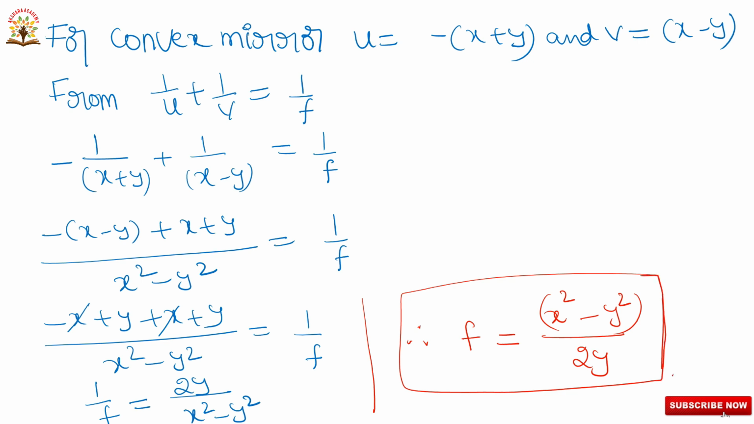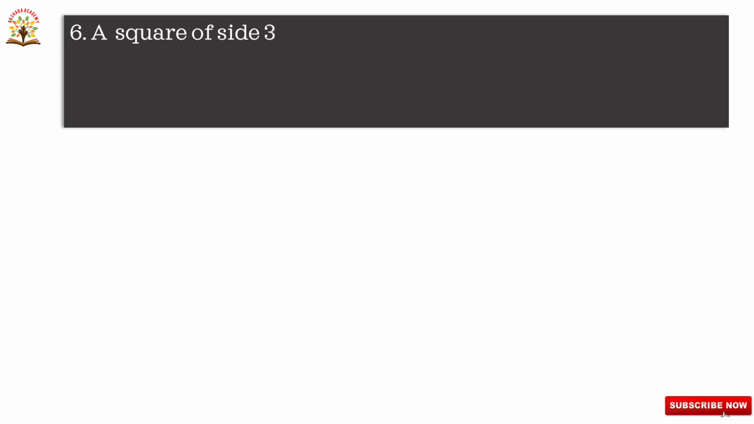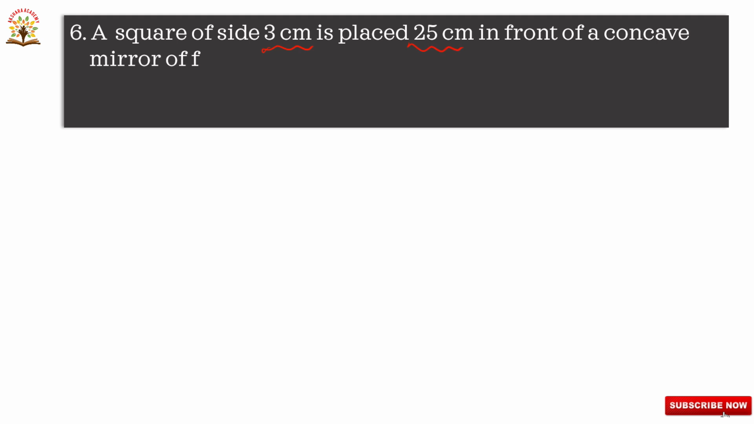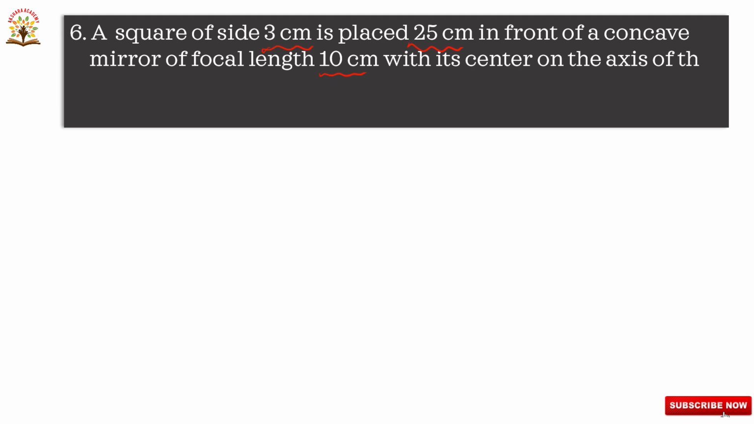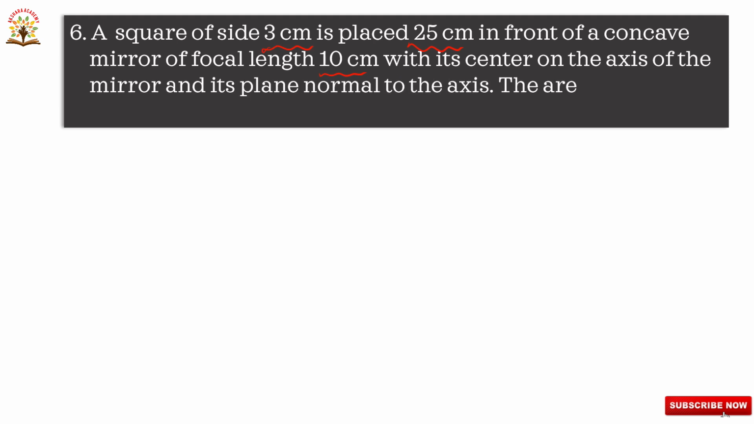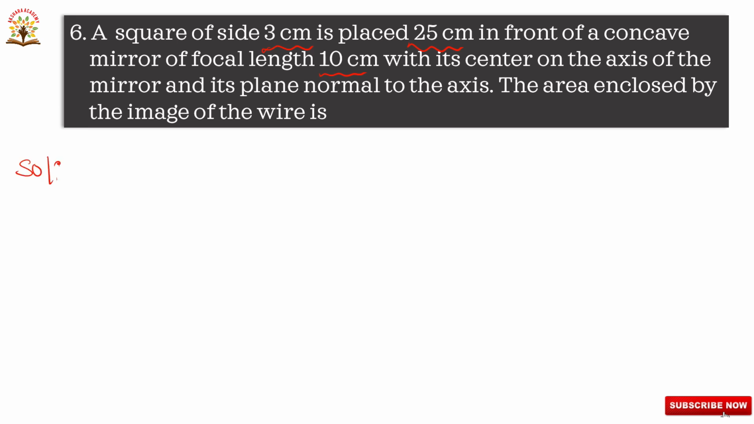Okay, next we will go to the next question. A square of side 3 centimeters is placed 25 centimeters in front of a concave mirror of focal length 10 centimeter with its center on the axis of the mirror and its plane normal to the axis. The area enclosed by the image of the wire is. Here now let us go to the solution.